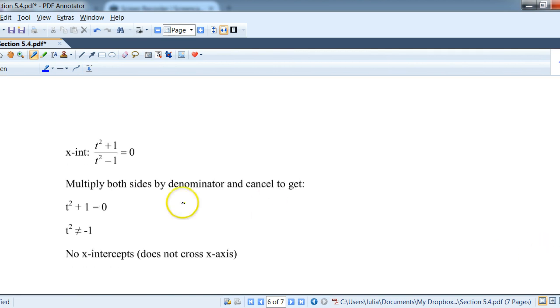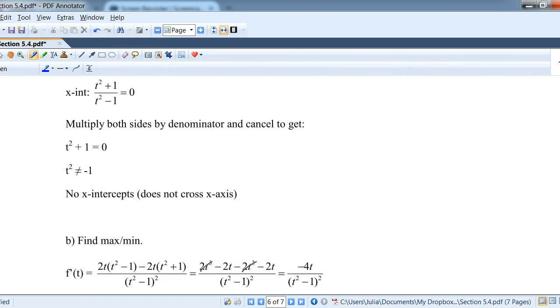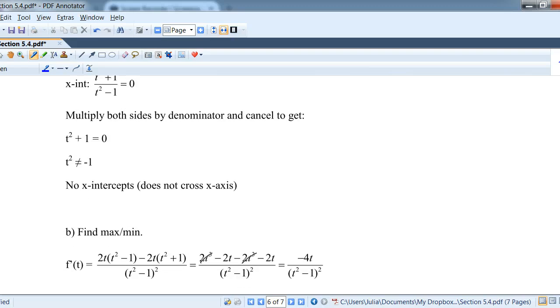And then for x-intercepts, you set the equation equal to 0, multiply both sides by the denominator, which will cancel out on the left, and on the right is 0 times the denominator, so you'll just get 0. So you'll get t squared plus 1 equal to 0, but that's not actually ever 0 because t squared does not equal negative 1, not for real numbers, so we don't have x-intercepts. The graph does not cross the x-axis, which is good to keep in mind. We'll actually use that fact later.